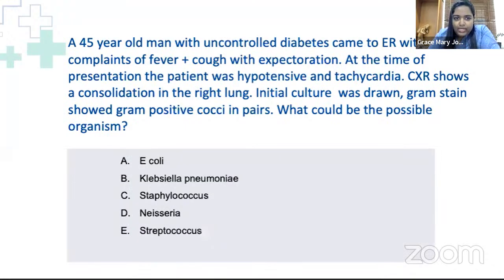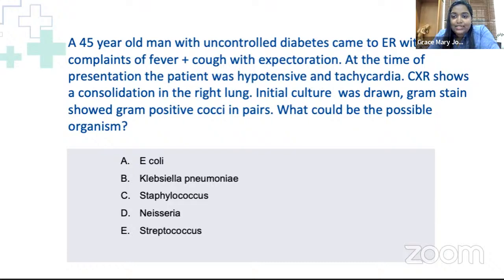So, which one among these organisms do you think is causing the infection in this patient? Is it E. coli, or is it Klebsiella, or is it Staphylococcus, or is it Neisseria, or is it Streptococcus? Think on the answer and see what the gram stain tells you.